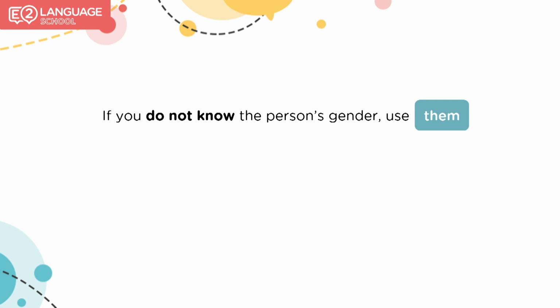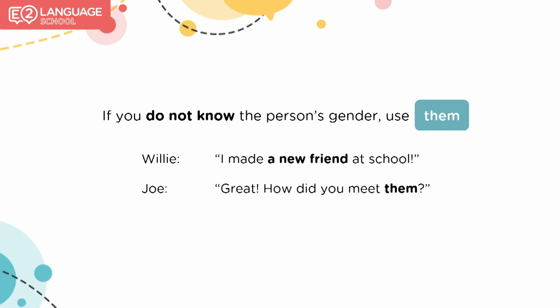So let's take a look at an example conversation. Willie says, I made a new friend at school. And Joe, his dad, replies and says, well, that's great. How did you meet them? Joe needs to use them because Joe does not know if Willie's new friend is a male friend or a female friend. And Willie responds, he says, I met him at football. So Willie has added some additional information to the conversation and told Joe the gender of his new friend, a male friend.